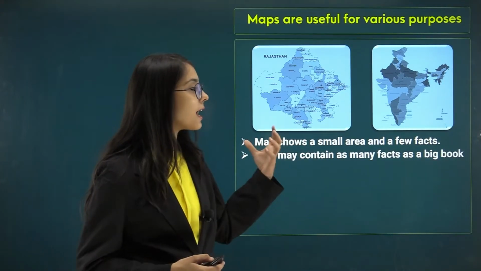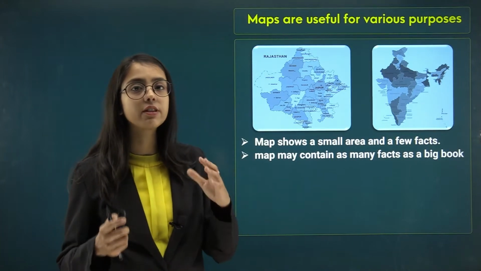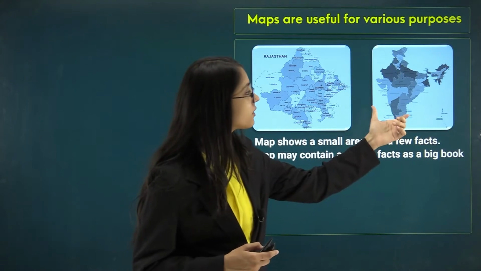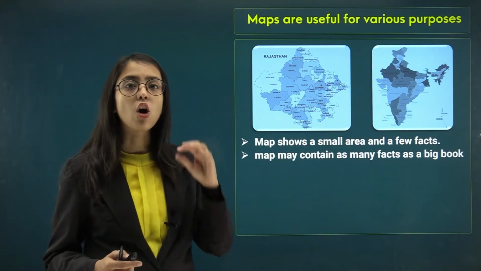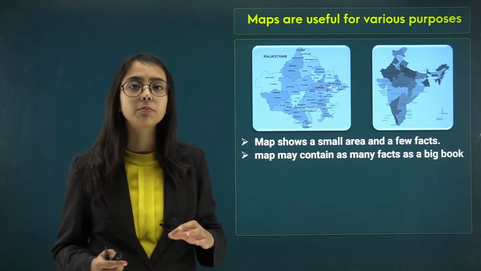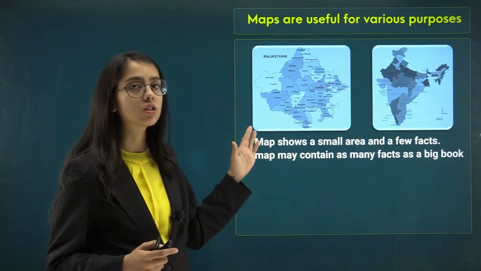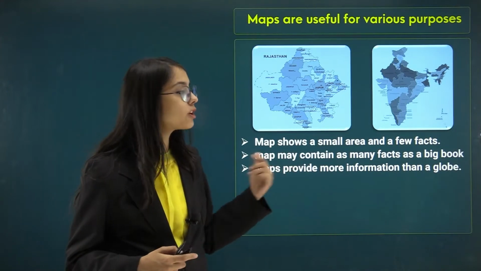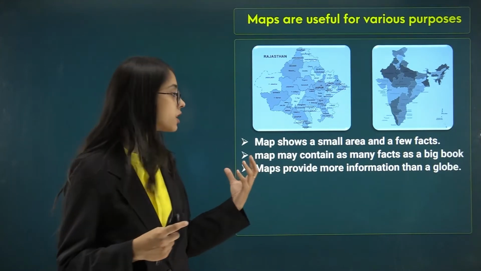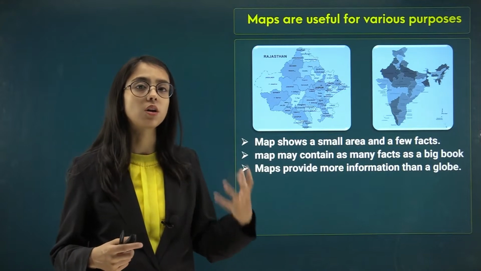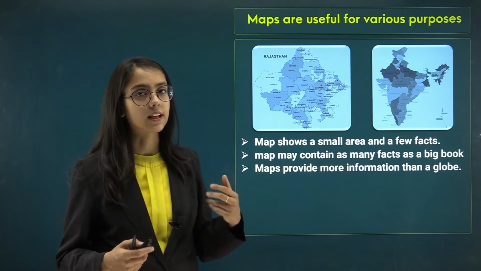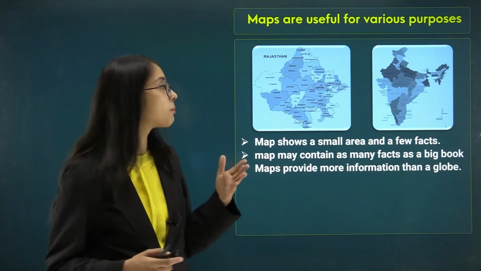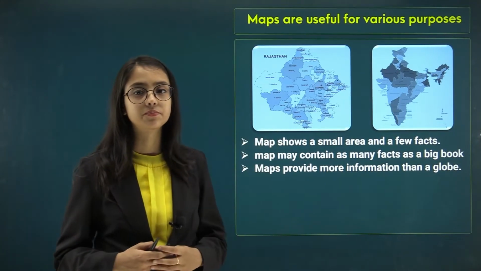Maps may contain as many facts as a book, because even if it is a small map, for example a map of the state Rajasthan or a map of India, it may give us an optimum amount of information about that particular region even in a small space. Maps provide more information than a globe. Globes just give us an overview of what the earth looks like, but maps provide us with more detailed information about every region.